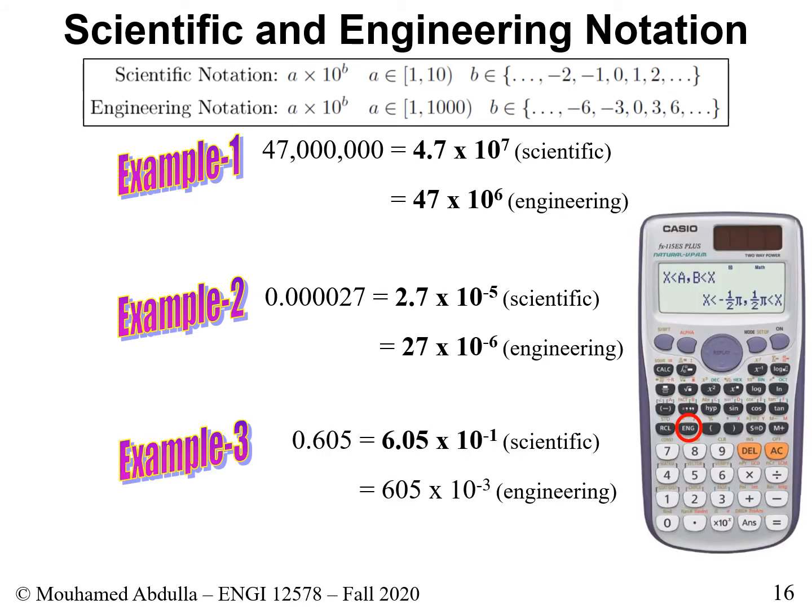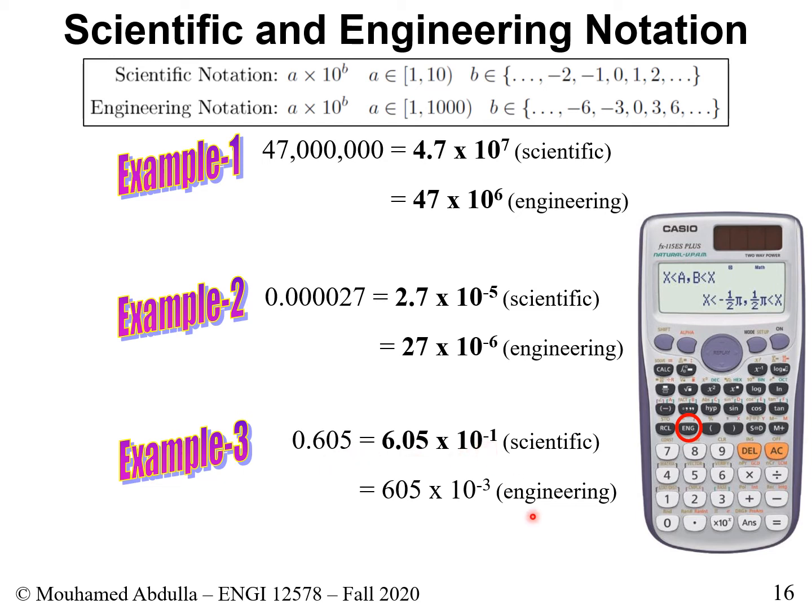This is another example. So here we look at this value. We want to represent it in scientific notation. The value has to be anywhere between 1 but less than 10 in scientific notation. So we move by 1. So we write 6.05. We move to the right, so we could just write times 10 to the minus 1.